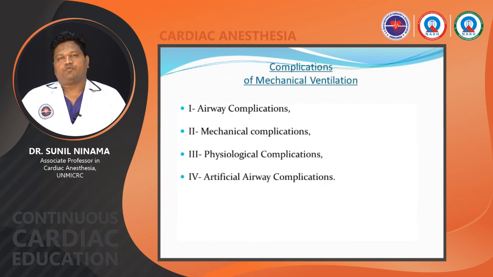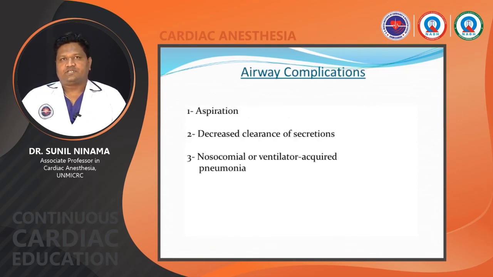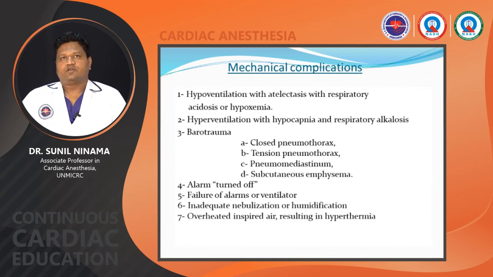Complications of mechanical ventilation: there are different types of complications. There are airway complications, mechanical complications, physiological complications and artificial airway complications. The airway complications are aspiration, decreased clearance of secretions, and nosocomial or ventilator-associated pneumonia. Mechanical complications are hypoventilation with atelectasis, respiratory acidosis or hypoxemia, hyperventilation with hypocapnia and respiratory alkalosis, barotrauma, closed pneumothorax, tension pneumothorax, pneumomediastinum and subcutaneous emphysema.